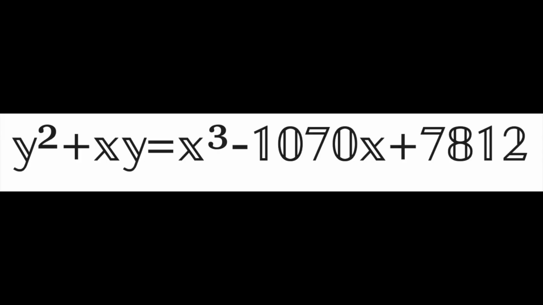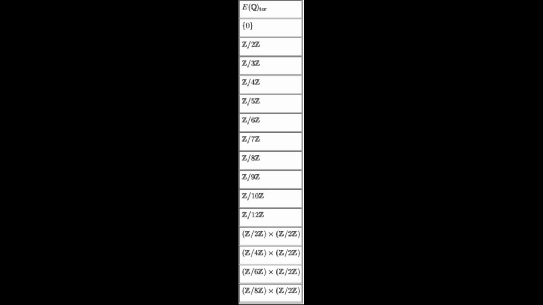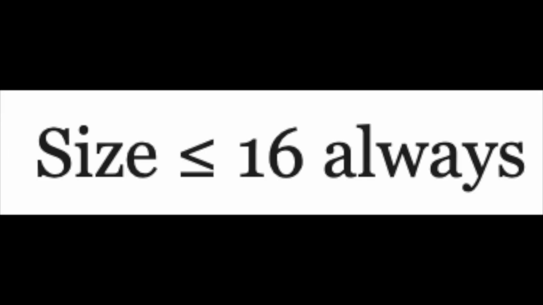Number 4. y squared plus xy equals x cubed minus 1070x plus 7812. The torsion group of an elliptic curve is defined to be the group of elements of the elliptic curve that have a finite order. The torsion group can only have a finite number of elements, and actually there are only a few various sizes and possibilities for the group. It turns out that this is the smallest elliptic curve to have 16 elements in its torsion group, which is the maximal amount possible for a torsion group to have.